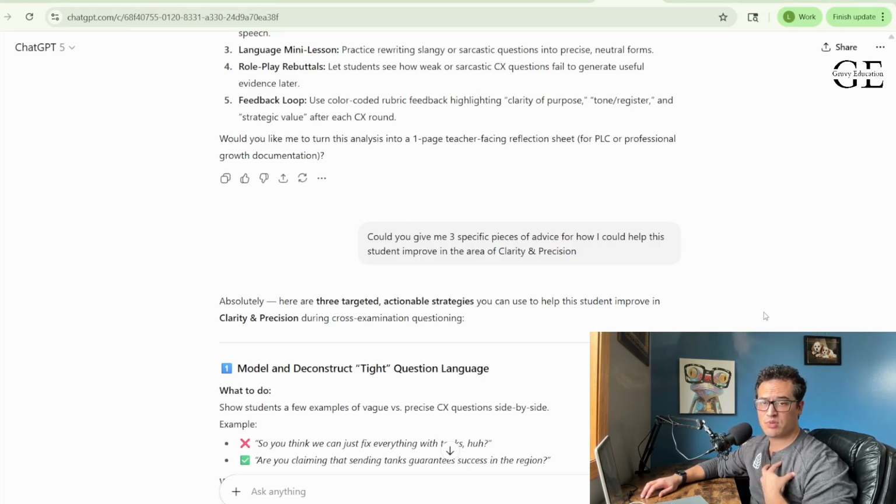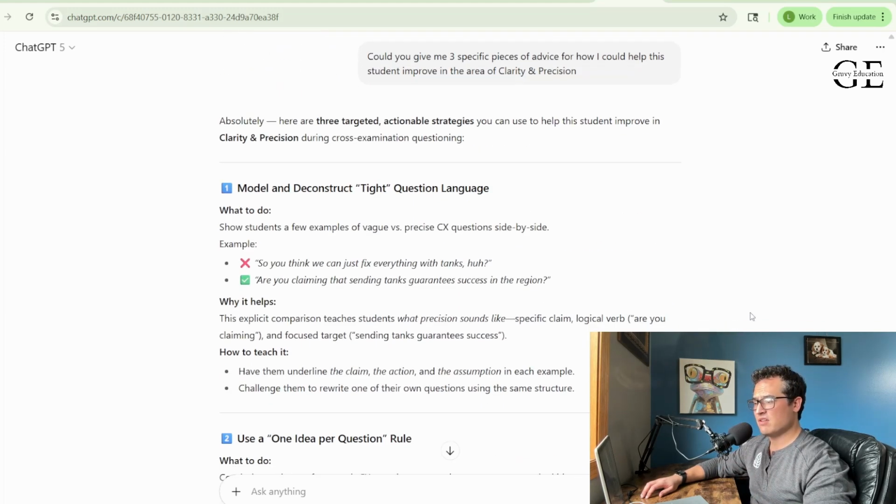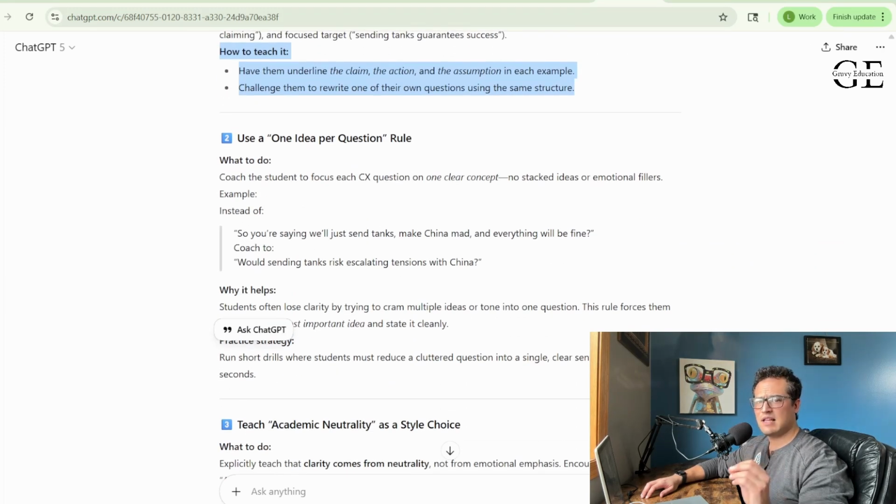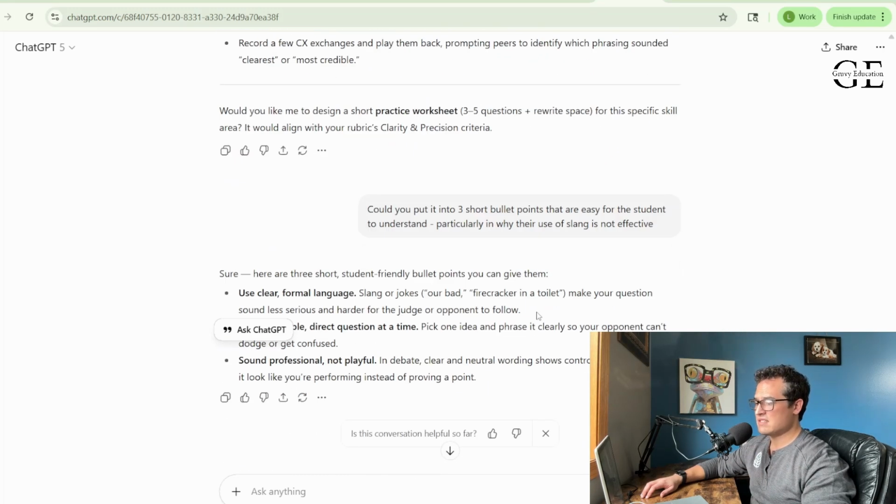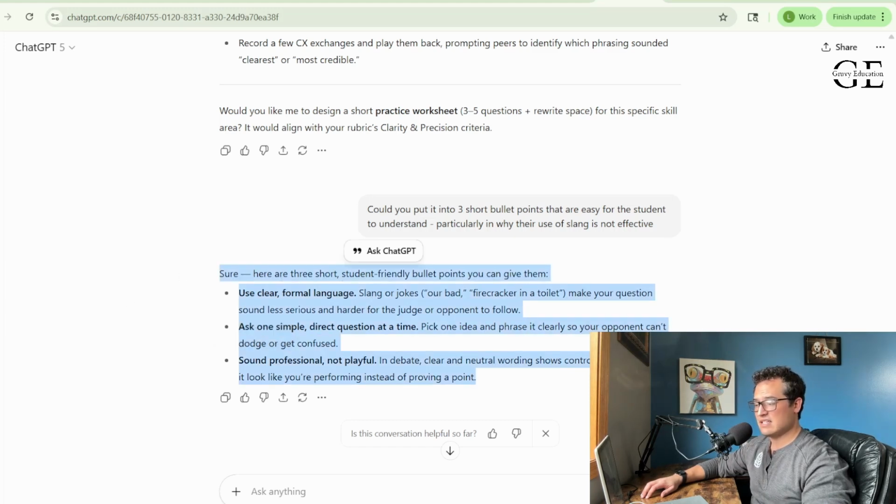My intention for this prompt was to be able to provide the student with feedback. But what it ended up giving me, honestly because of the way I phrased it in the prompt, was how I could end up teaching the student moving forward. So I decided, let's follow up. Let's get something a little more precise, something I can hand to the student. So I asked, could you put it into 3 short bullet points that are easy for the student to understand, particularly in why their use of slang is not effective? And now I have exactly something that I would be confident in handing to the student.